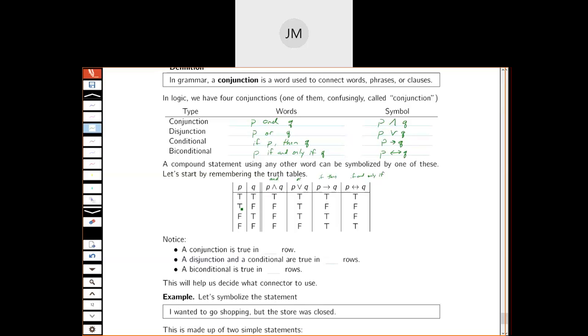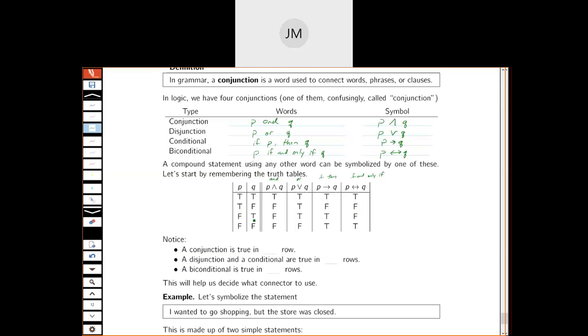If P is true and Q is false, I only have one true, they're not both true, so the and statement is false. The or statement, though, is still true. I only need one true for the or statement to be true. If P, then Q, we broke our promise. We had P, but we didn't deliver on Q, so the promise is broken, so the conditional, the if-then statement, is false. For the if and only if, they don't match, so it's false.